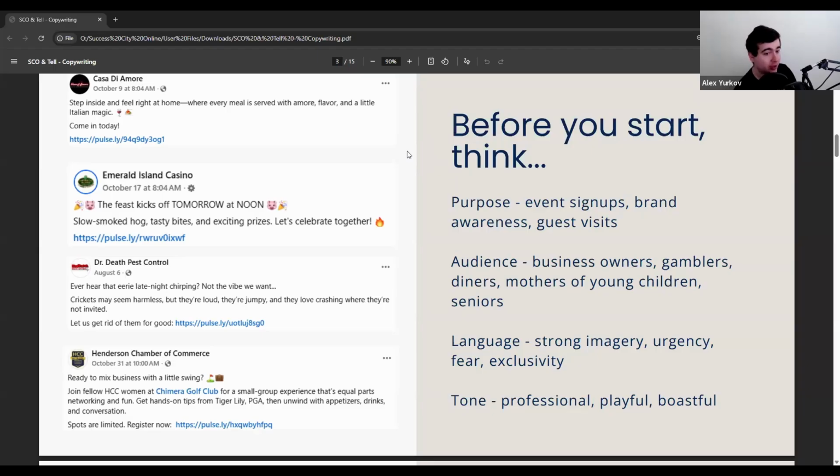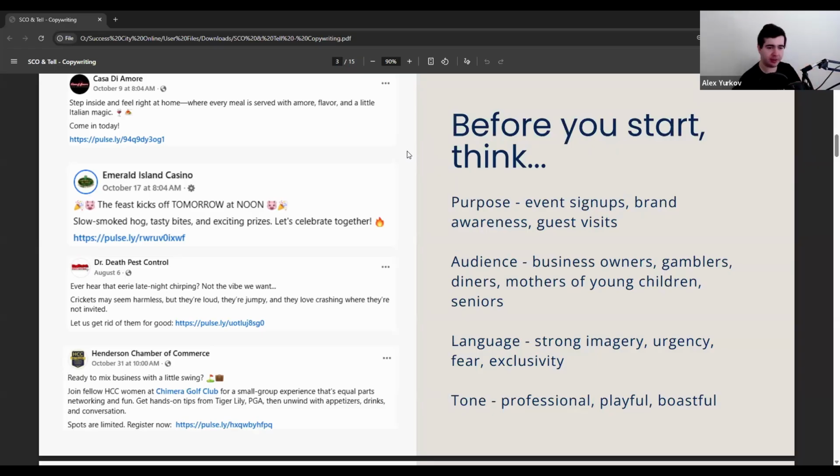This Dr. Death post was strong as well, I thought. "Ever hear that eerie late night chirping? Not the vibe we want." So it sets the kind of people we're talking to. It also sets the problem that Dr. Death wants to solve, right? Chirping, right? If you have this problem, and then the rest of the post will explain what to do.